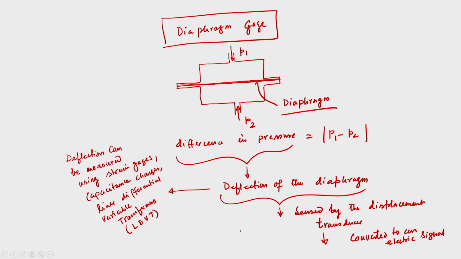So, diaphragm gauge, if we apply pressure difference, there will be a deflection of the diaphragm. The deflection of the diaphragm can be measured using strain gauges, or by measuring the change in capacitance, or by using a linear differential variable transformer. If we measure the deflection, that will be sensed by the displacement transducer, and then equivalently we can convert it into the electric signal, which is the output of the device, that is the measured pressure difference.